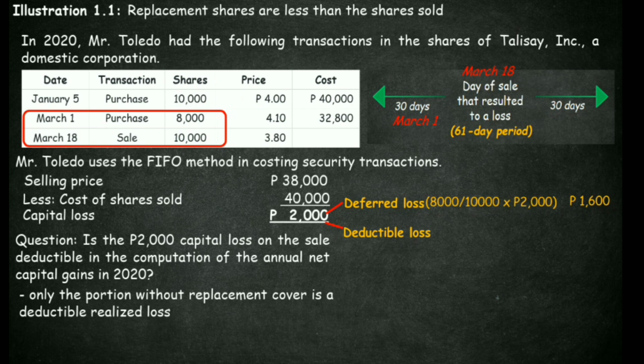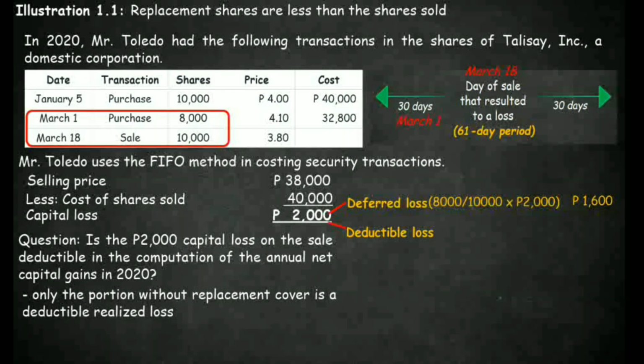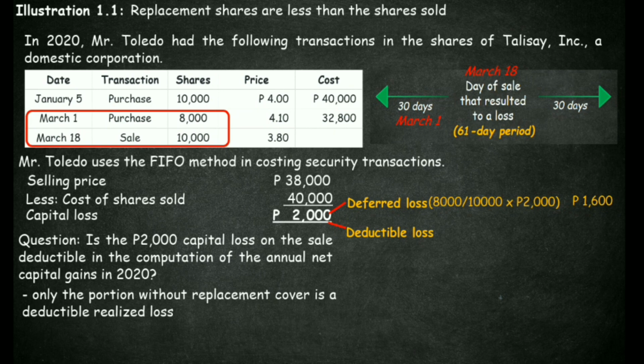Now, for the deductible loss, this is the portion of the capital loss that can already be deducted when we compute capital gains, because this is the portion without replacement. Out of the 10,000 shares Mr. Toledo sold, only 8,000 shares had a replacement. So, the remaining 2,000 shares have no replacement, no cover-up. That means the capital loss relating to the 2,000 unreplaced or uncovered shares is already a deductible loss if you are going to compute for the capital gains in 2020. So, this will be the fraction: 2,000 divided by 10,000, the total shares sold, and then multiplied by the capital loss of 2,000. Therefore, the deductible loss related to the 2,000 unreplaced shares is 400 pesos.